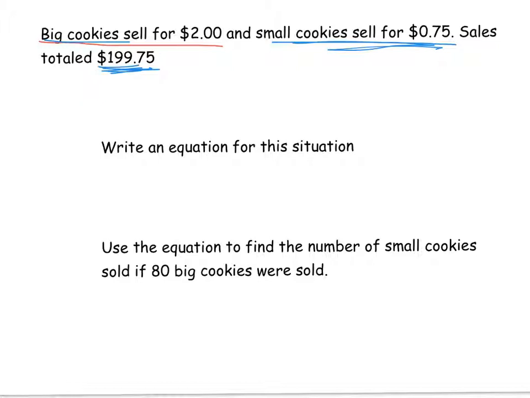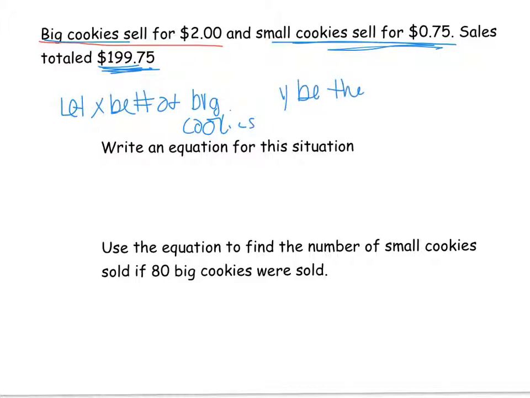That's what I know. So if I have to write an equation, I first have to decide what my variables are going to be. So I'm going to say, let X be the number of big cookies sold, and Y be the number of small cookies sold.